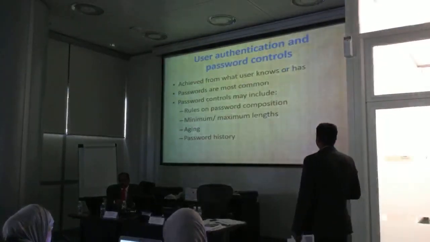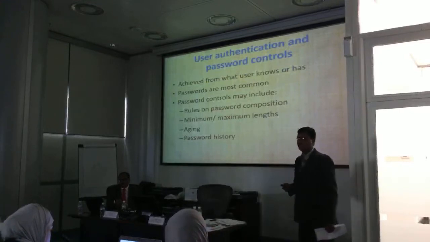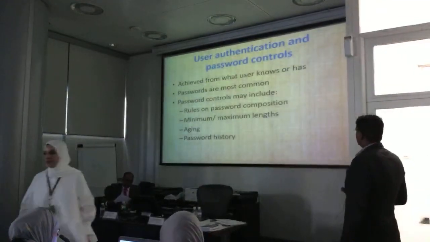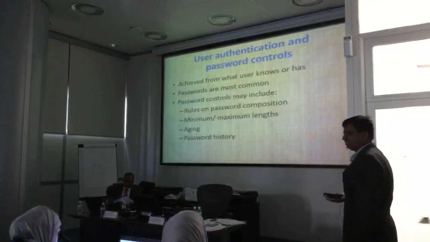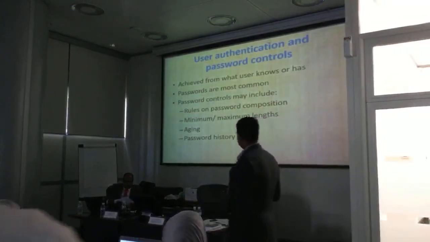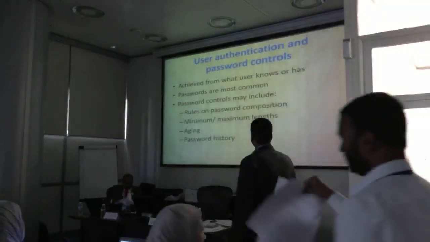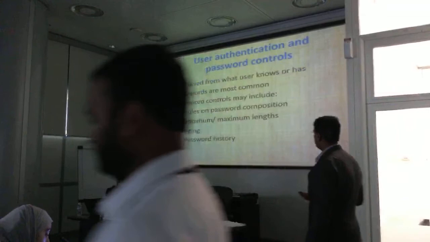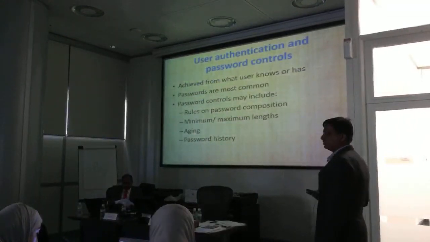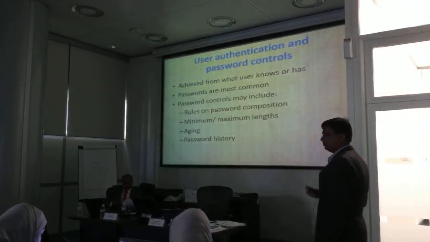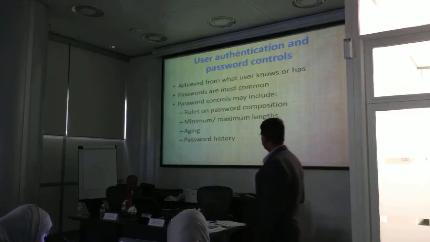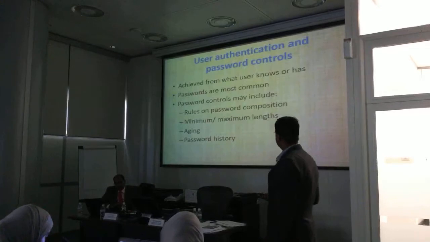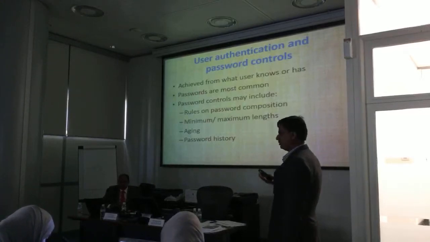These are the precautions which may be taken to strengthen the password control. Rules on password composition, like it should be at least 8 characters, it should be alphanumeric. Minimum maximum length, aging after 3 months or based on the criticality of the system, there should be some criteria on the aging, that every 3 months or every 3 weeks the password should be changed. Password history, so password should not be repetitive.